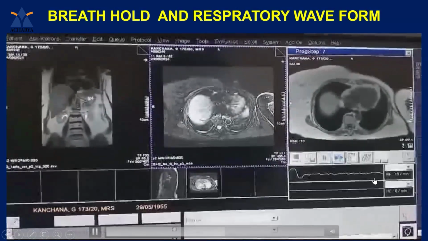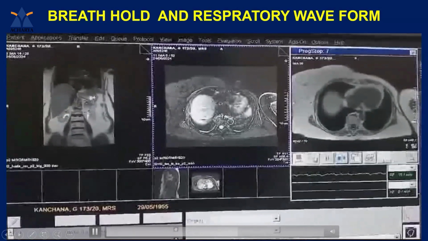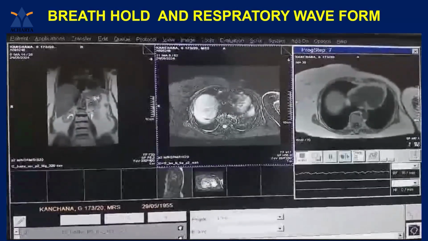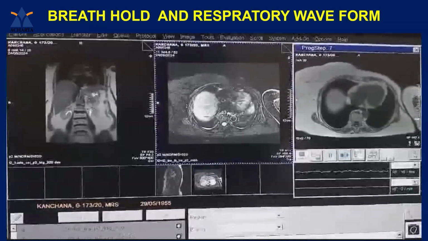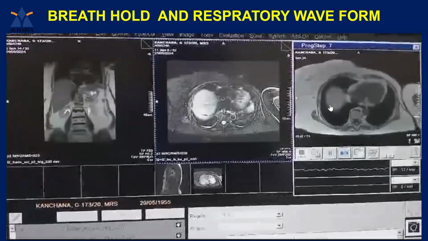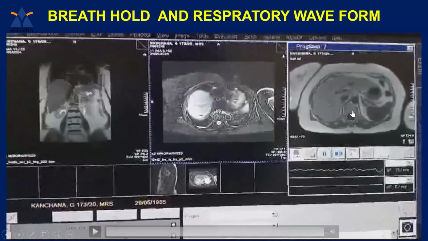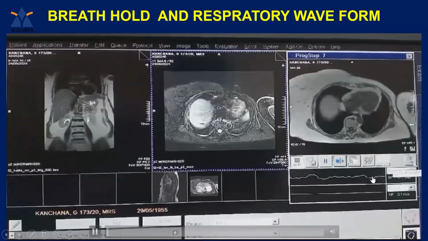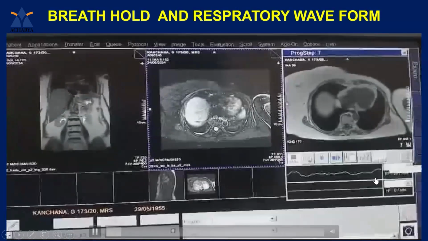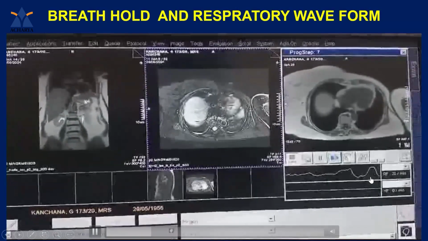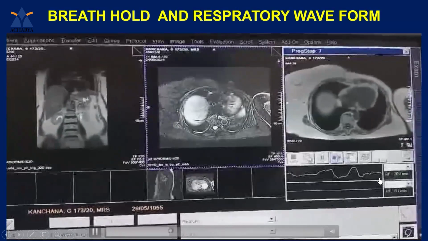After that, you can see the image quality here. This is the respiratory breath hold method. I'm going to show it once again. Once you give the instruction, you can see the waveform. The patient is holding their breath very nicely.